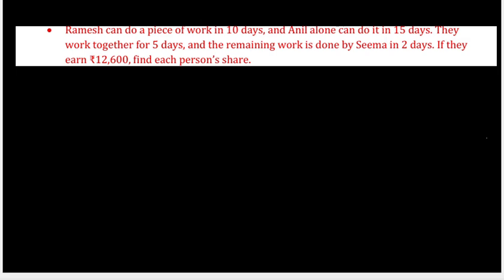Ramesh can do a piece of work in 10 days. Anil can do it in 15 days. If they work together for 5 days and the remaining work is done by Seema in 2 days, if they earn rupees 12,600, find each person's share. Ramesh can do a piece of work in 10 days.